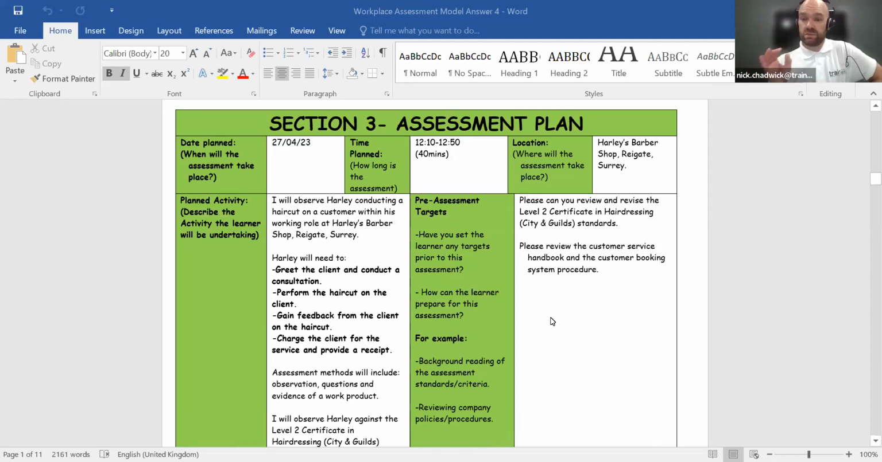This is the assessment plan. So this provides a plan, an overview of the assessment. It provides the reader with more detail here about the actual assessment itself. As we can see, we have the dates, the time, and also the location as well. An assessment can be anywhere between 5 minutes all the way up to an hour. This assessment, this haircut, will be 40 minutes long. So do include the date, the time, and also the location as well.